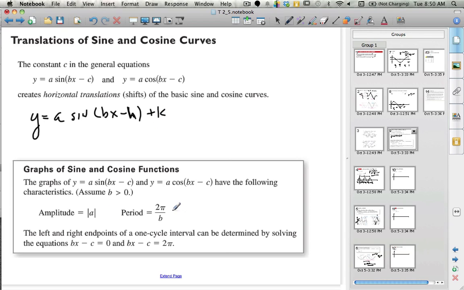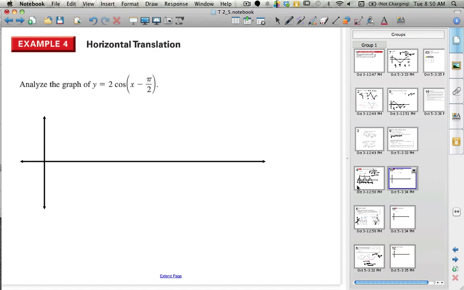Calculating amplitude and period is still the same. And they talk about how my right and end points are going to shift by finding the value of the h and the k. Okay, so if we go ahead and graph that, I know that I have an amplitude of 2 because a is 2. I see that the leading coefficient with x is 1. So now my period is going to be 2 pi over 1, which is 2 pi. And I see that everything is going to be shifted pi over 2 to the right.